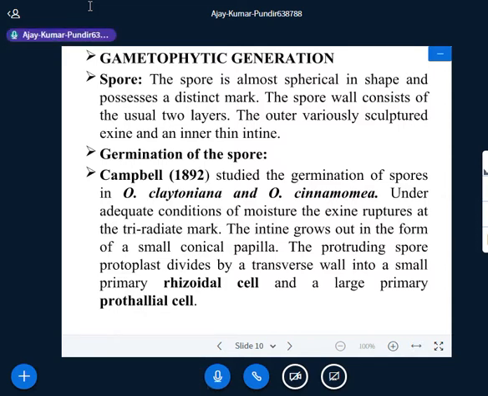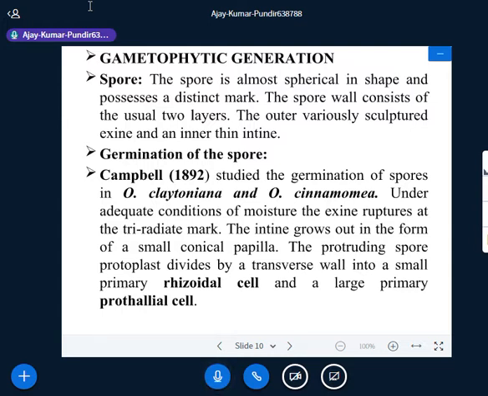It is a haploid structure covered by two layers. The outer is exine and the inner is intine. And it has been reported in Osmunda that the spores have a triradiate ridge, which is the characteristic feature of Osmunda.